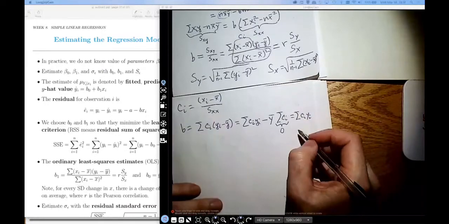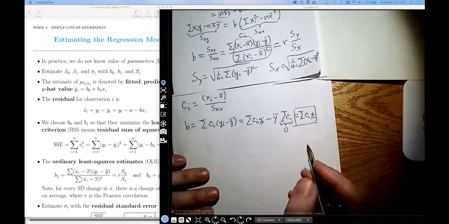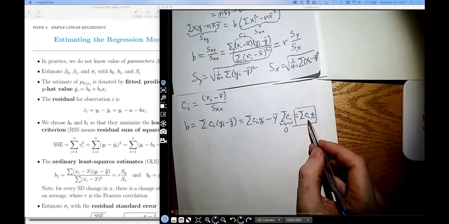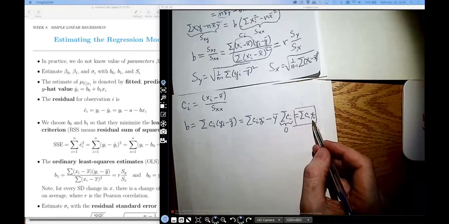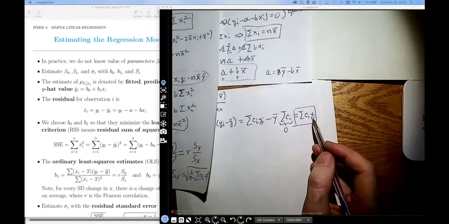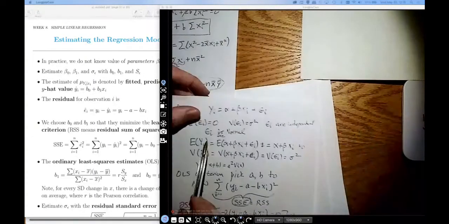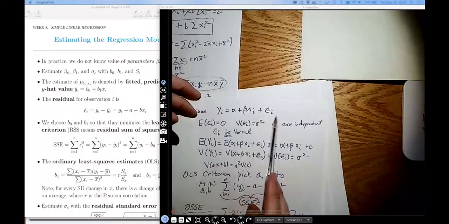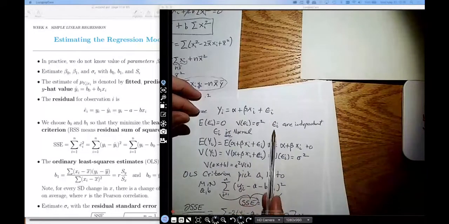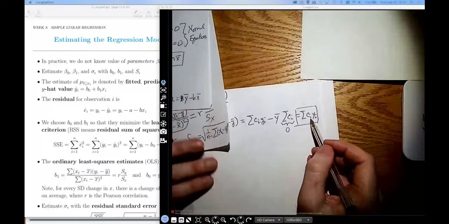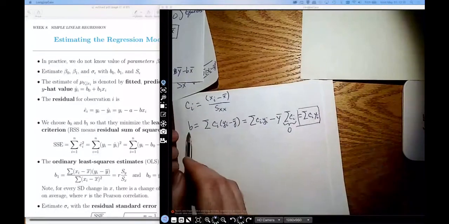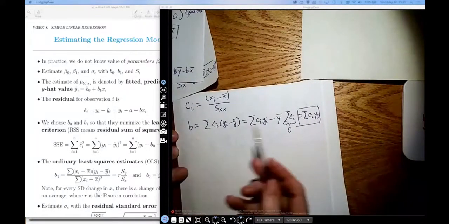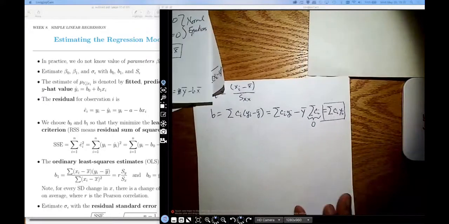Now, this is really important because what I have here is a linear combination of normal random variables. So this is where I'm going to use my normality. When I stated the problem back here, I said the errors are normal. Therefore, y is just a linear combination of this normal error. Now I'm going to take a linear combination of a bunch of normal things. Therefore, B is also going to be normal since it's a linear combination of normal things.